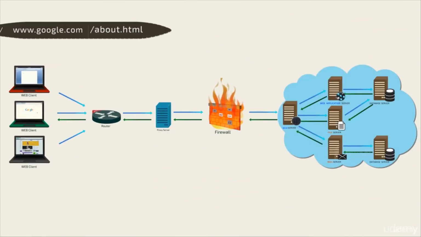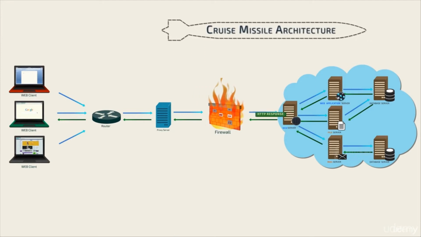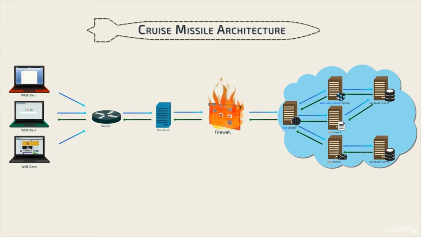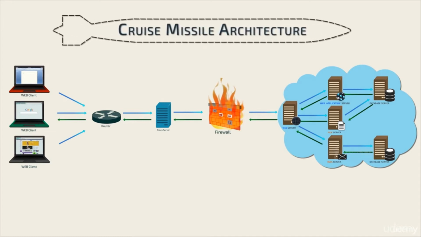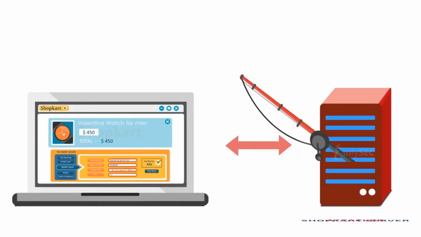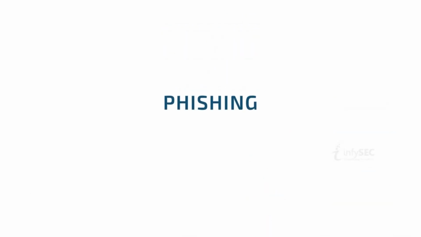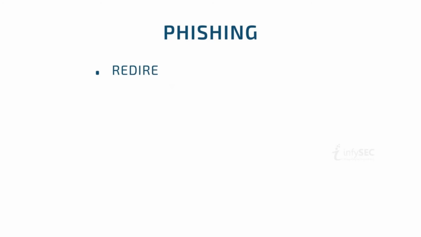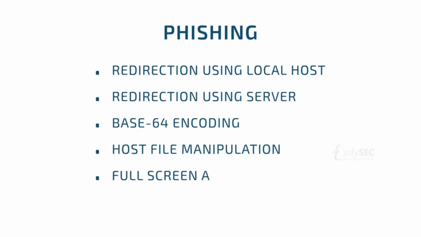A request that passes through a router, proxy, firewall, web server, web application server, and database server to fetch a response looks like a cruise missile, thus making us christen this structure of working as the cruise missile architecture. Client-based attacks. Phishing. An attempt to steal sensitive data via electronic communications by being disguised as a trustworthy internet resource is called phishing. Phishing can be done by either of the following methods: redirection using localhost, redirection using server, base64 encoding, host file manipulation, and full screen API.